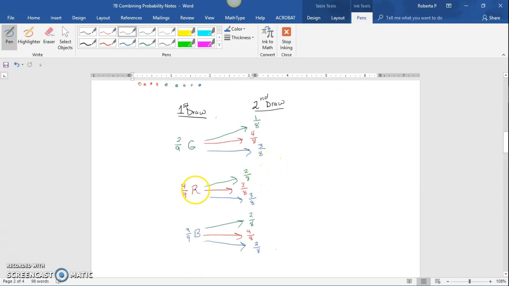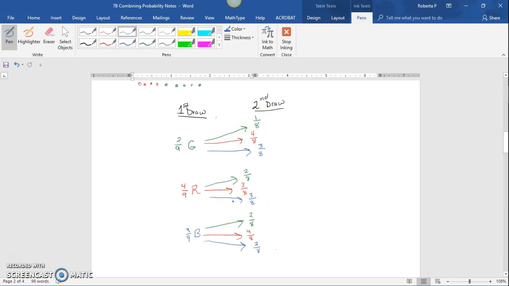If we pulled out a red one the very first draw, then pulled out a green one, we still have 2 green ones in there, so 2 out of 8. We pull out a red one the second time, we've already pulled out 1 red, so now we have 3 out of 8. We pulled out a red, so the blue would be 3 out of 8. Okay, so this is the first part of this.